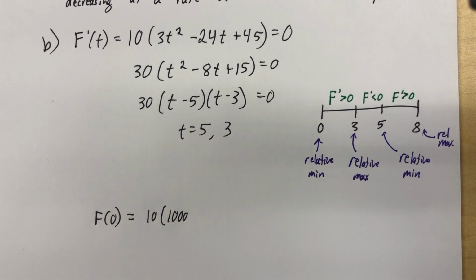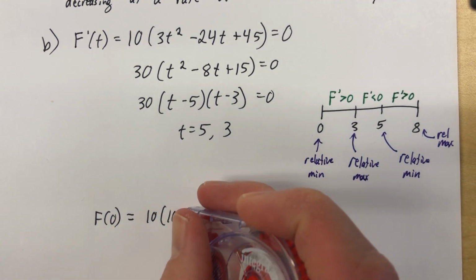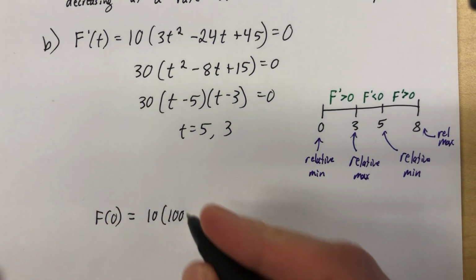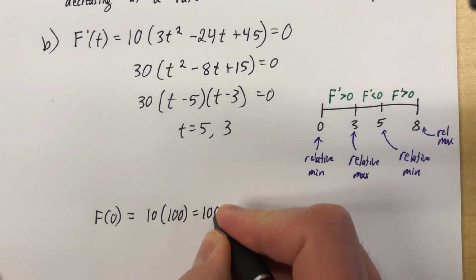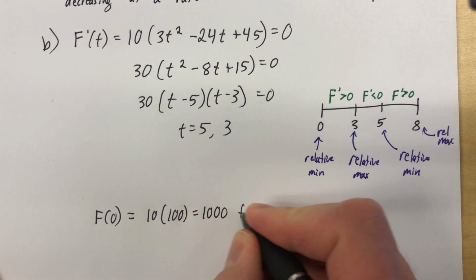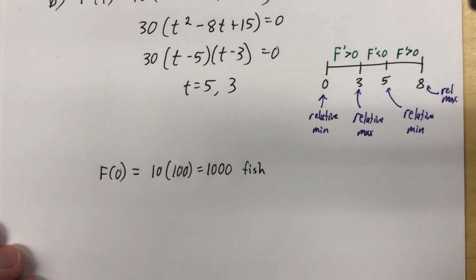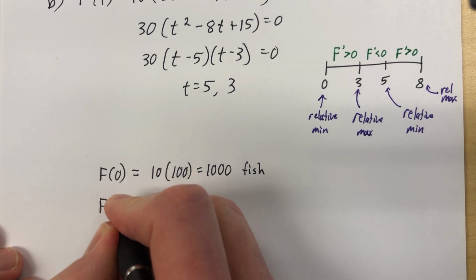Whoops, I went ahead and put the answer in the wrong place. And I have a squeaky chair. Sorry about that. 10 times 100 obviously is going to give me 1,000 fish. Okay. We're going to plug in a 5.